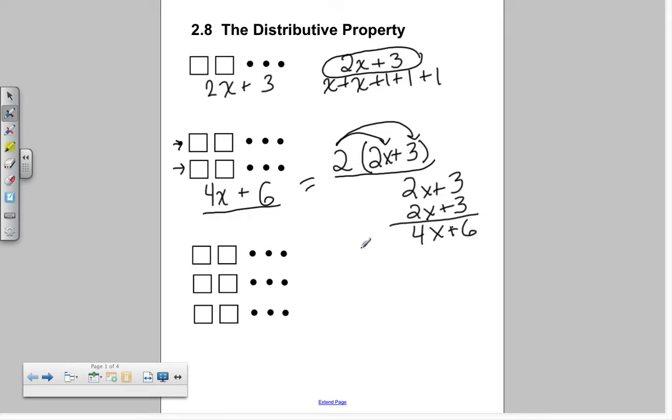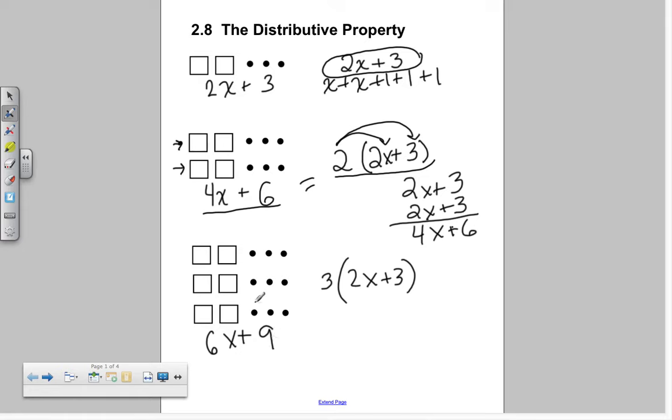Okay, here, let's do it the fastest way possible. How many groups do I have? I have 3 groups of what? 2x plus 3. Okay, so what do I have total? Well, you could count it up. Let's count it up. 1, 2, 3, 4, 5, 6 x's plus 3 dots, 6 dots, 9 dots. There's my 9. 6x plus 9.